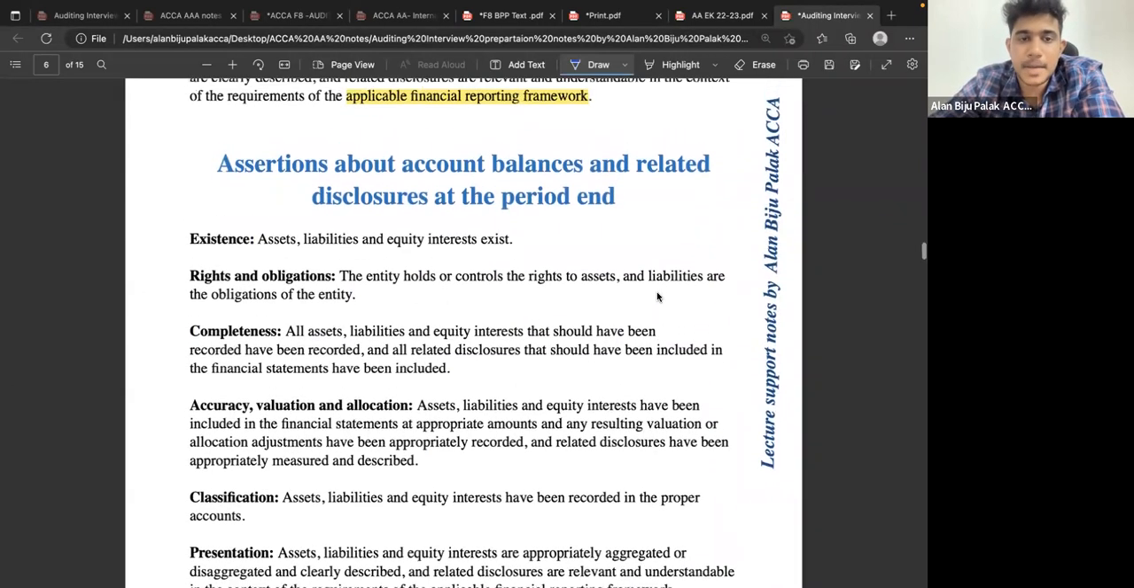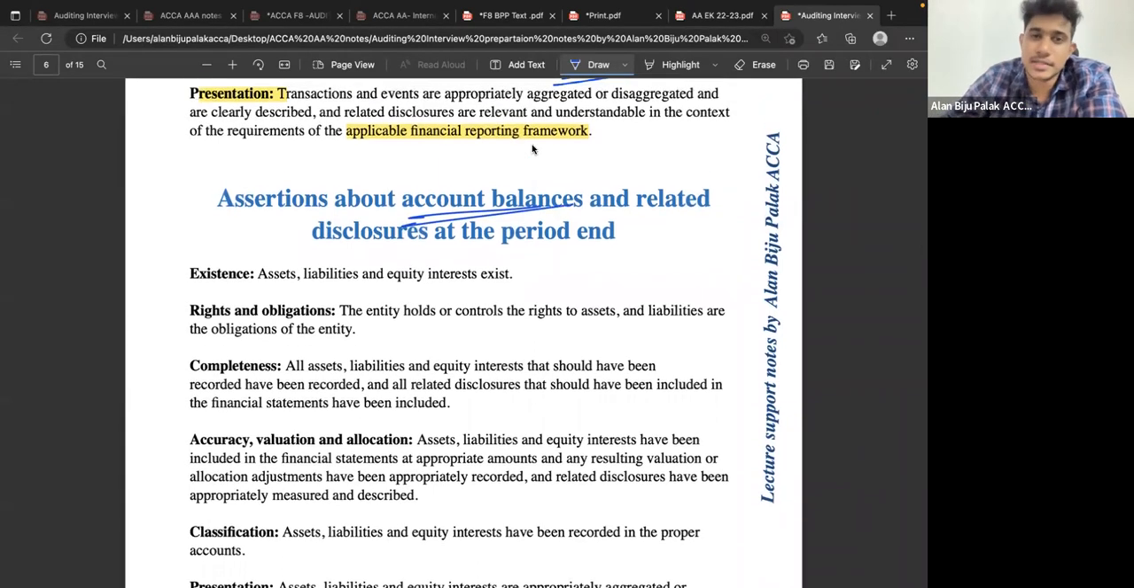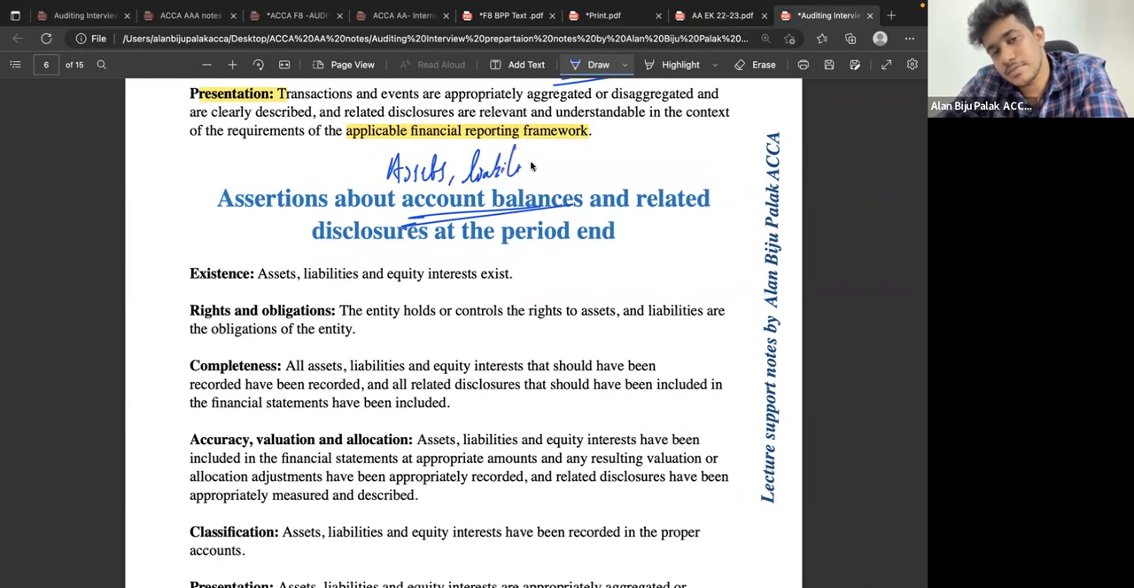Okay. Next one is assertions about account balance. And what all are the things that will be included within the account balance? Assets, liabilities, equity. Good. Assets, liability, and equity. So this will be included within the account balances.